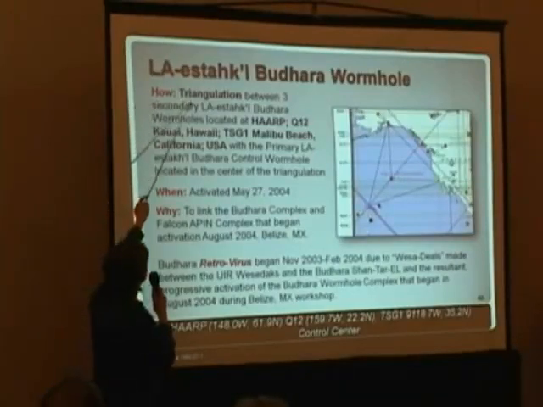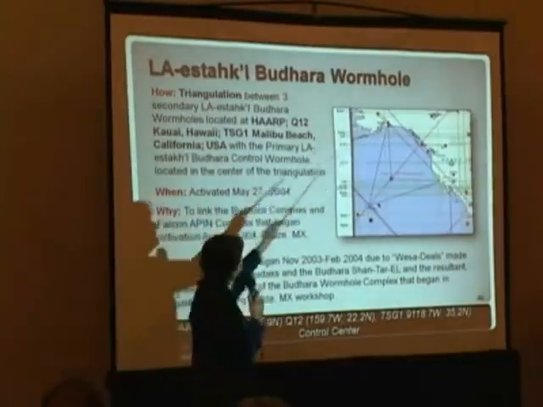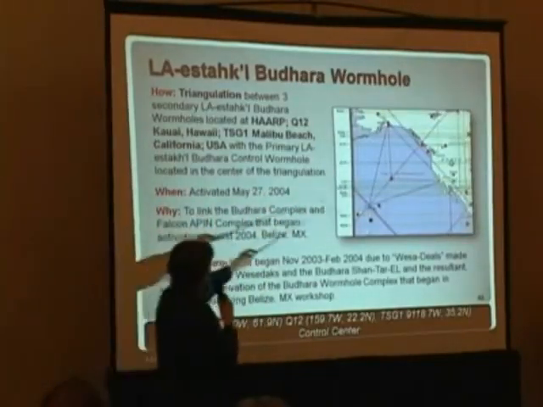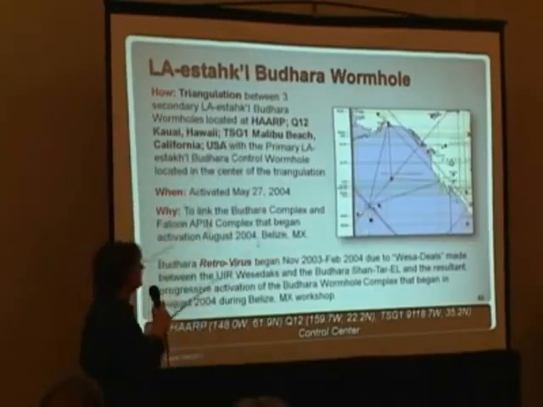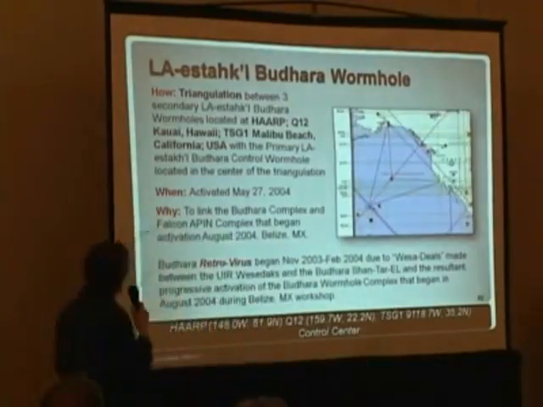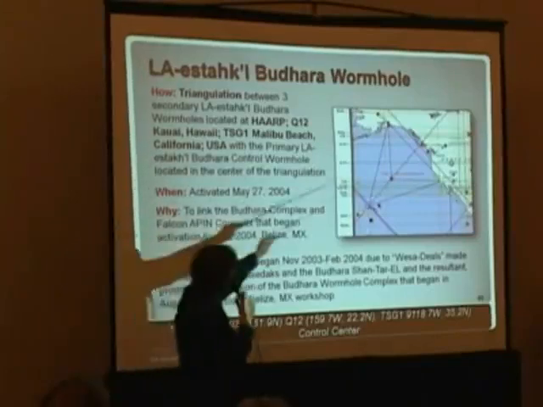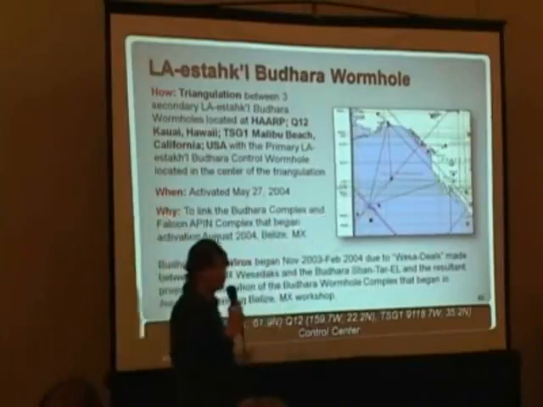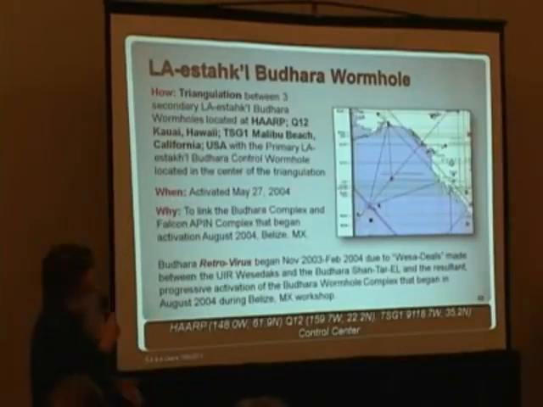It was a triangulation between three secondary Leistaki Budhara wormholes located at HARP, which is up here, Q Site 12 in Kauai, Hawaii, right there, and Trinity Stargate 1 in Malibu Beach, California, over there, which is where we were actually having a workshop at the time. And then the center of the wormhole, the control wormhole, was in the Pacific Ocean, right in between the triangulation. It was activated May 27, 2004 during our Hitharo workshop.